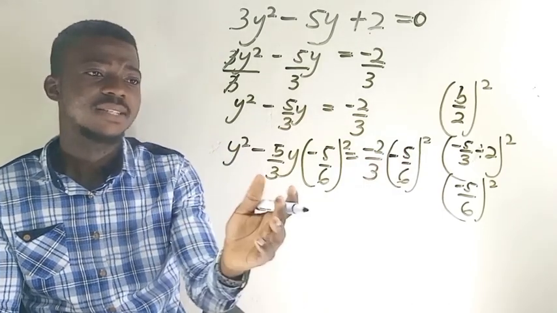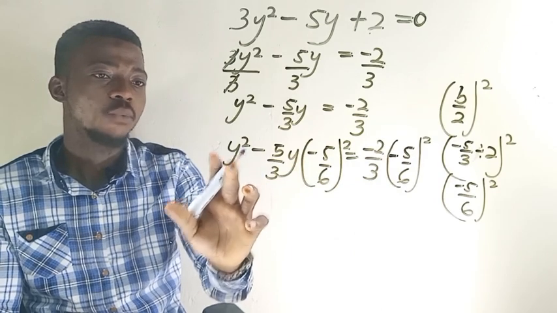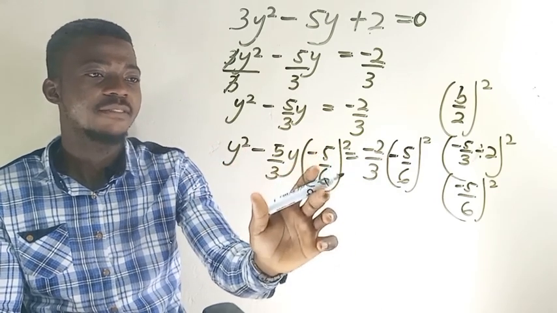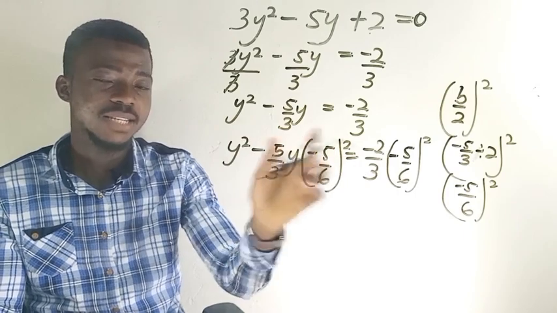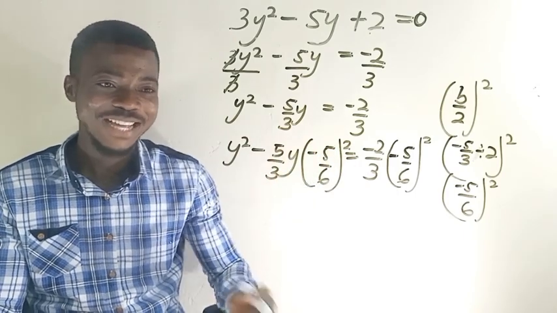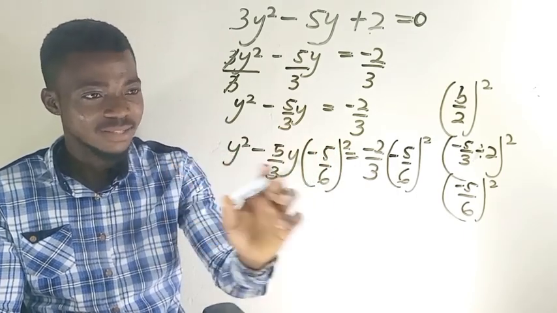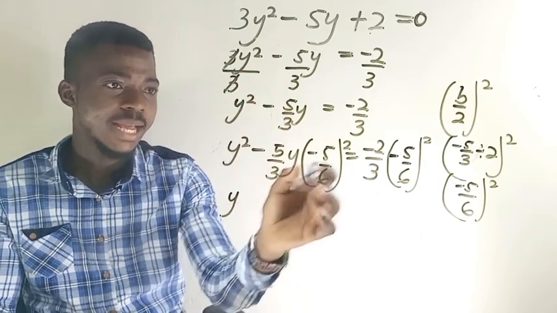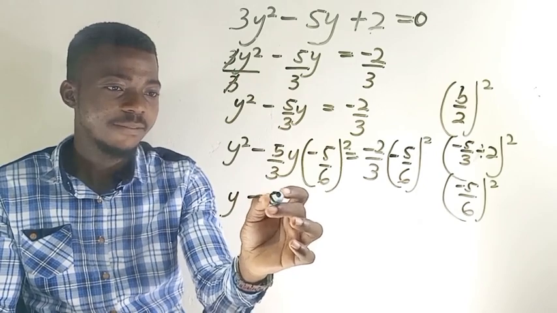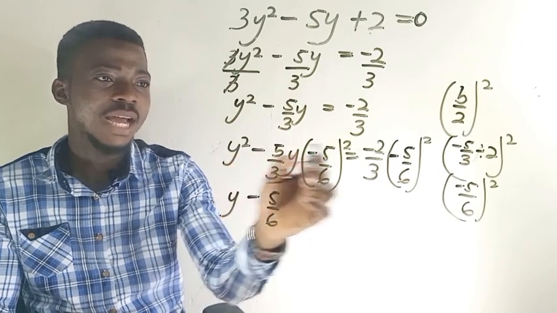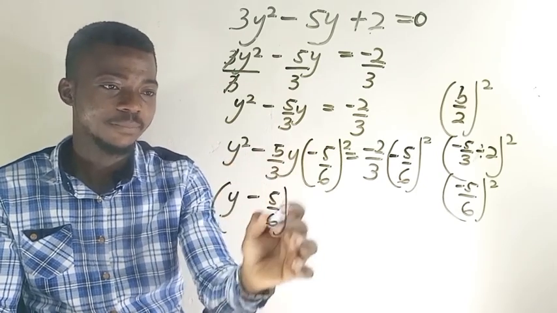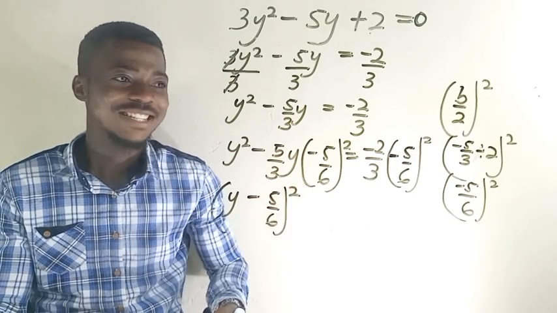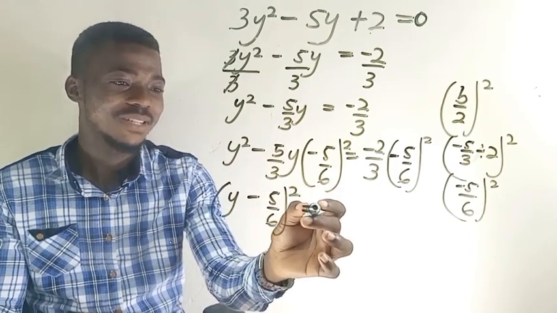Great. So now let's do it. This one, you have y squared minus 5 over 6 squared. So this is a square, this is a square. We are now going to complete the square. So you pick one of this, and you pick one of this. You pick y, then here is minus 5 over 6. They are all squared, so you square them. Okay, that is it.